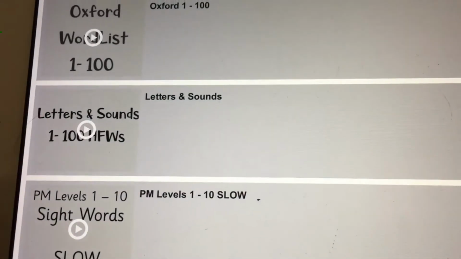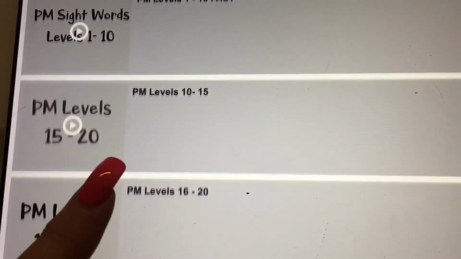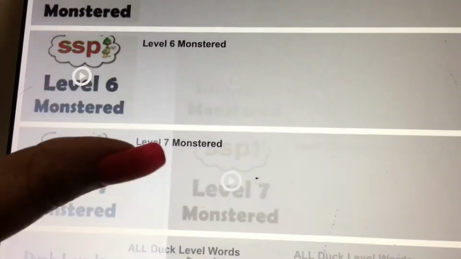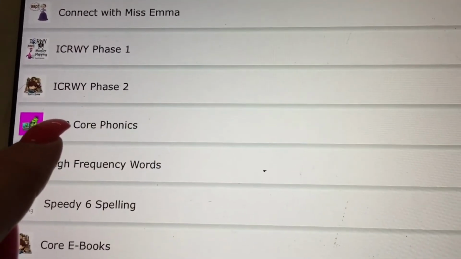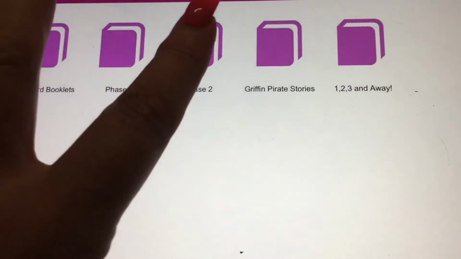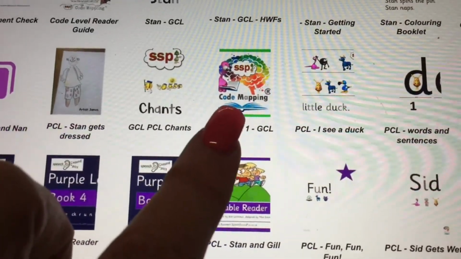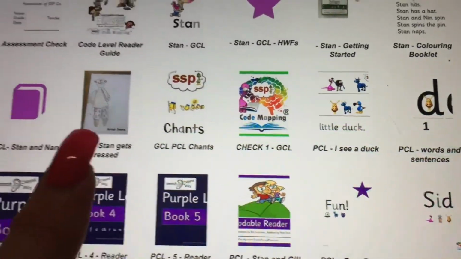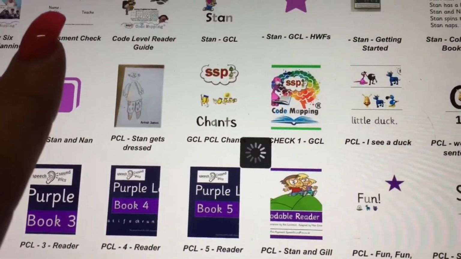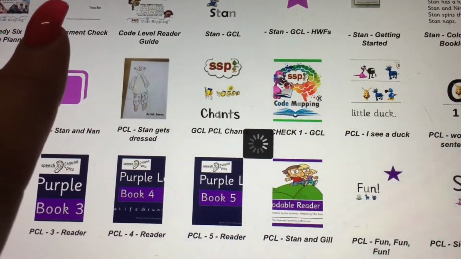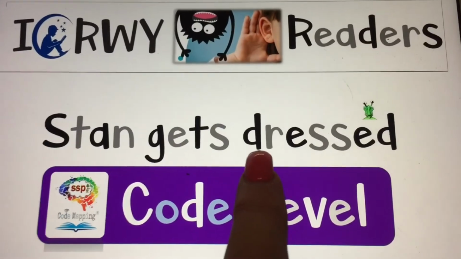So they can learn the high frequency words, whether it's Oxford, Fry, Dolch, or our Monstered. They've got their core phonics going through the 4 code levels. Started adding the Speedy 6 spelling. Their core ebooks so they can practice. So when they've done a lesson, there are checks at every stage, checking how they're getting on. So they can read the books. Children even help me to illustrate the books. Stan gets dressed.